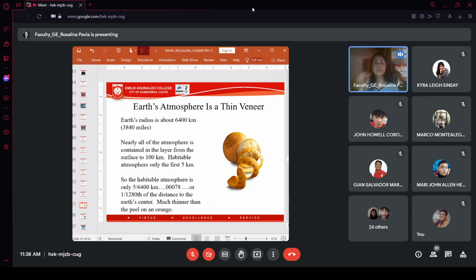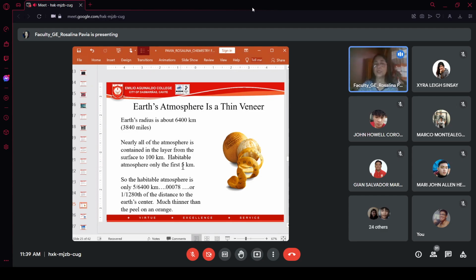Now, let's take it again, more on the Earth's atmosphere. Actually, it is a thin veneer, as I've told you earlier. The Earth's radius is about 6,400 kilometers or 3,840 miles. If you multiply this by 2, the diameter of the Earth is about 12,800 kilometers or 7,680 miles. Nearly all of the atmosphere is contained in the layer from the surface to 100 kilometers.